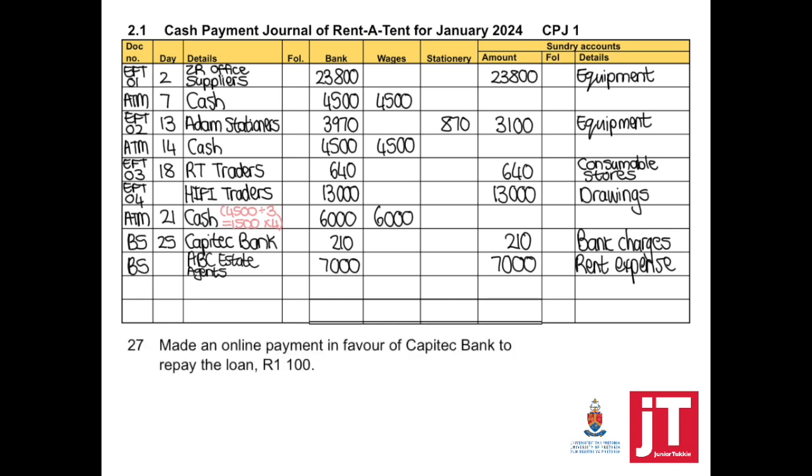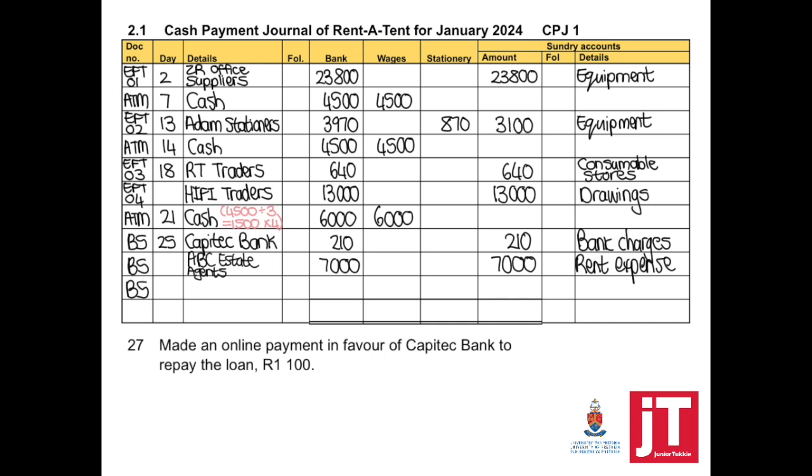Right, now, day 27. Made an online payment in favor of Capitec to repay the loan 1,100. Remember in activity 1, we took out a loan. That money was paid into our bank account, so the business received money. But now at the end of the month, we need to pay back that money. And when we pay that back, it goes into the CPJ.